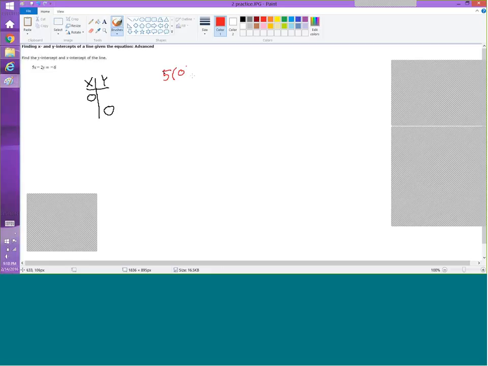So if x is 0, then we have 5 times 0 minus 2y equals negative 6. Leave this at just 2y equals negative 6. Divide both sides by negative 2, and we'll find that our y-intercept is going to be equal to 3.